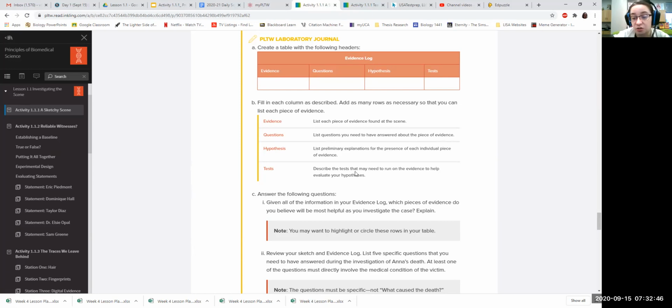And then you need to describe some tests that you need to run on the evidence to help evaluate hypotheses. So just look up some forensic tests that they typically use when trying to solve a death, whether or not it's an accident, or there was an underlying medical condition, or if it was a crime. It doesn't matter. So just look up the typical, initial forensic tests that they do.